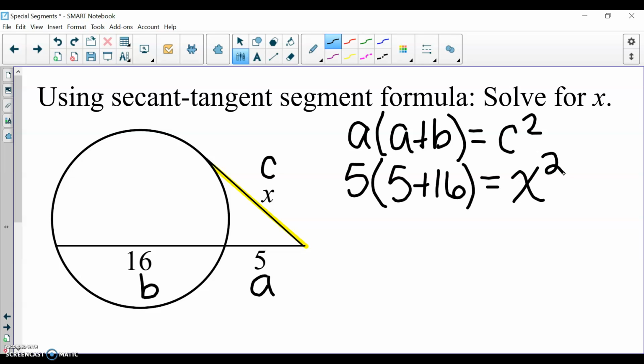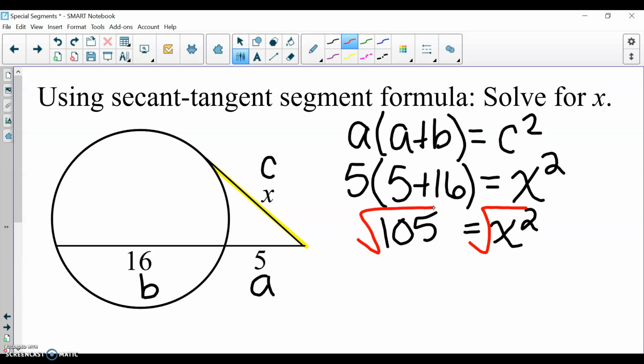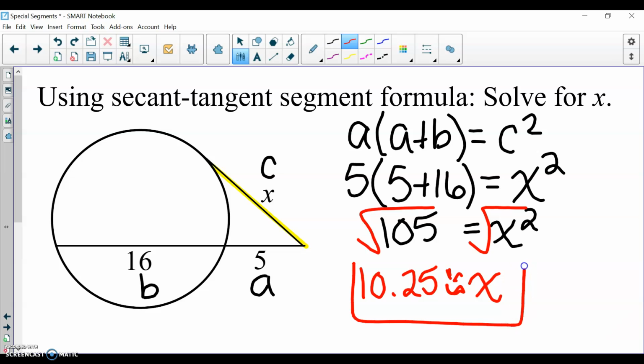Again, on the left side of the equation, you don't have any variables. We can distribute if we want, or just type all of that into the calculator at the same time. We should end up with 105 either way. And then in order to solve for x, we want to square root both sides. And the square root of 105, we get 10.25 when we round to the hundredths place. And that's our approximate answer for x.